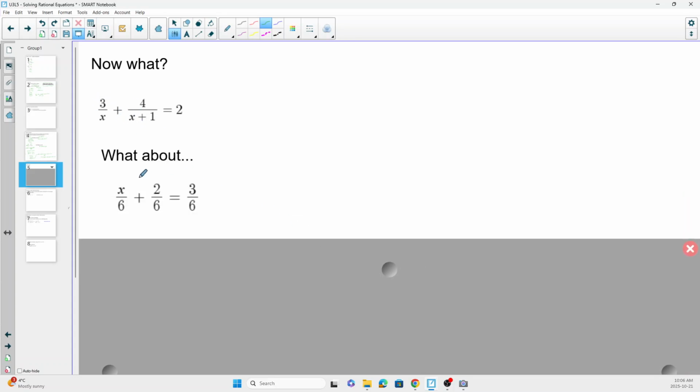So we know that if we had x over 6 plus 2 over 6, so some amount of 6's plus 2 6's is equal to 3 6's, well, we know that x must be equal to 1. But we could also use our fraction rules, which tell us that we can combine fractions that have a common denominator. So then we could say x plus 2 over 6, right? We've got x plus 2 all over 6, we've combined them, is equal to 3 over 6.